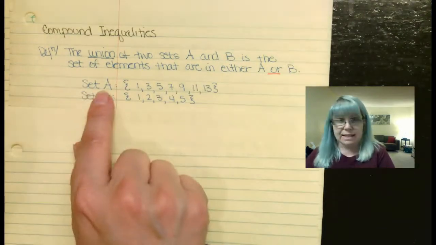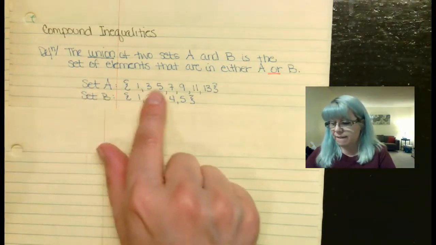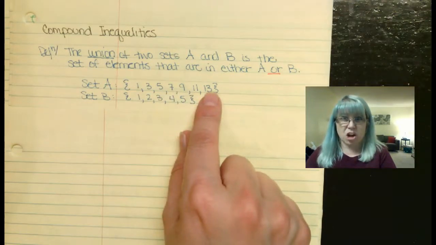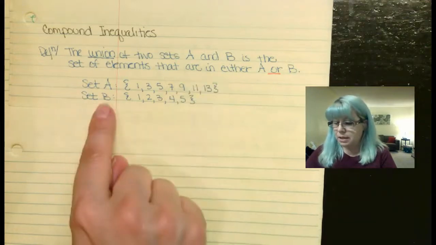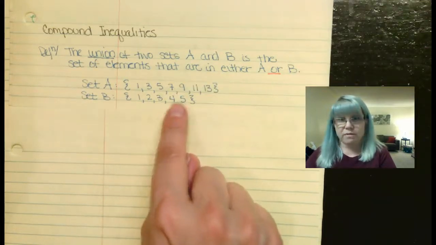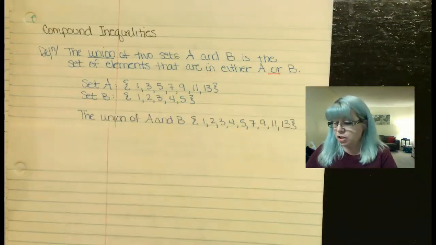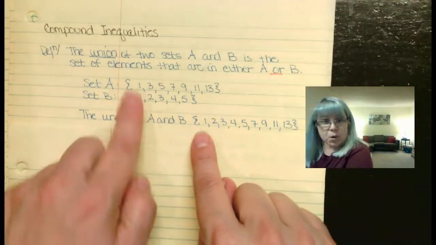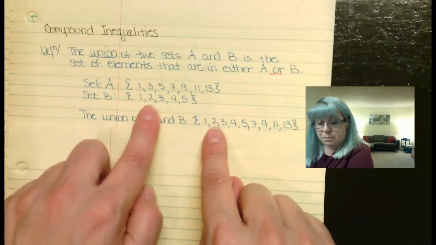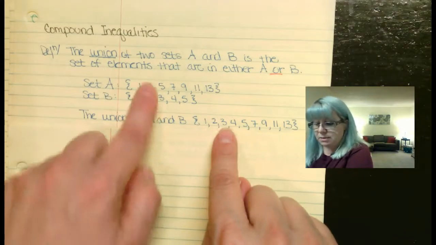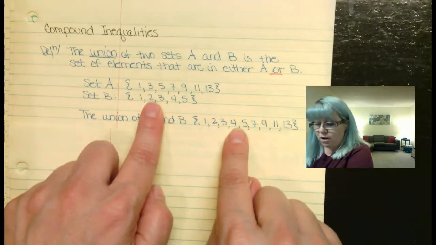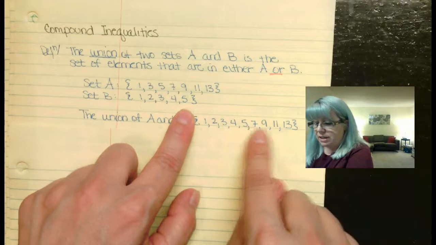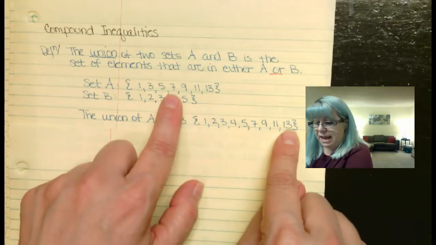Let's see an example. Let's say that set A contains 1, 3, 5, 7, 9, 11, and 13. Just a whole bunch of odd numbers. And set B contains 1, 2, 3, 4, 5. Then the union of A and B would be the set 1, because they both have a 1, 2, because B has 2, 3, because both of them have 3, 4, that comes from B, 5, both of them have 5, 7, 9, 11, and 13, all from set A.